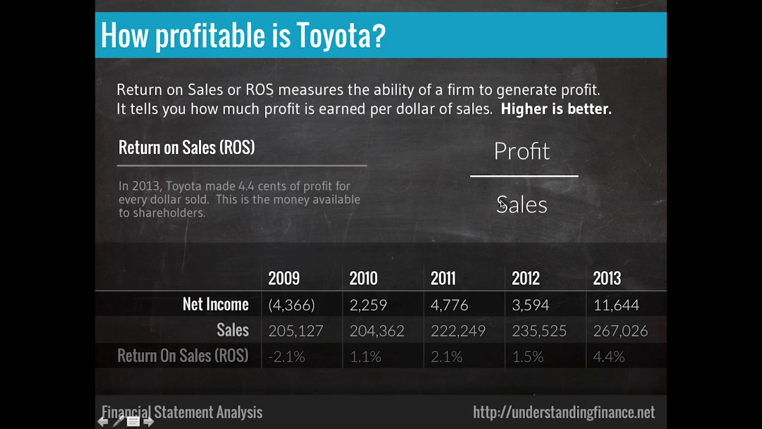So again, how profitable is Toyota? In 2009, every time they sold a car, they lost 2.1 cents, what's called bottom line after all expenses are paid. They had a loss. In 2010, they started making a little bit of a profit. They made 1.1 cent. In 2011, 2.1. 2012, 1.5%. And by 2013, they made 4.4 cents of profit for every unit sold. In this case, I've translated these into dollars. So again, you can see the trend is that Toyota is getting more profitable over this 5-year period of time. And now they're making a little over 4 cents per dollar sold.